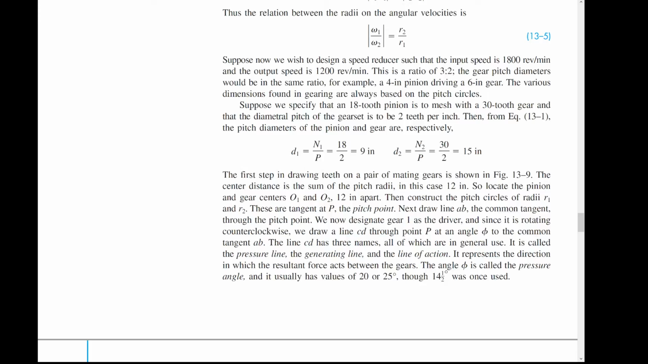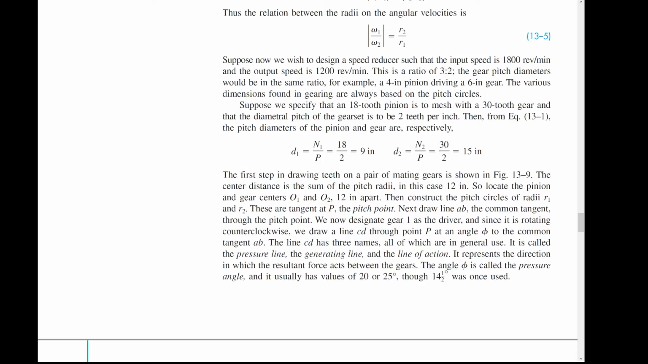Then construct the pitch circles of radii R1 and R2. These are tangent at P, the pitch point. Next, draw line AB, the common tangent through the pitch point. We now designate gear 1 as the driver, and since it is rotating counterclockwise, we draw a line CD through point P at an angle phi to the common tangent AB.